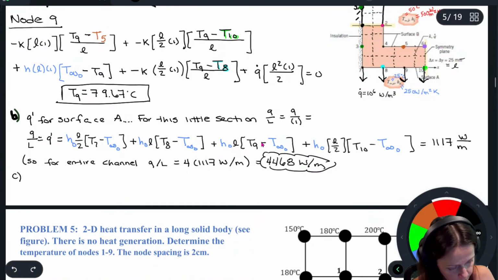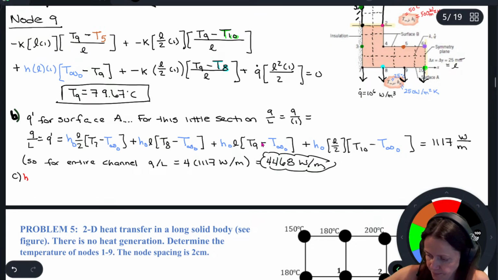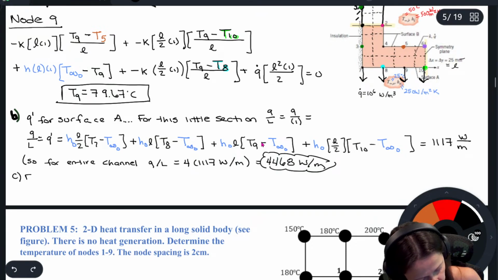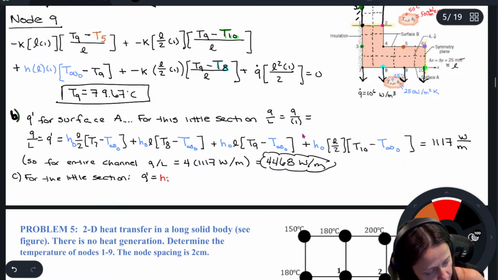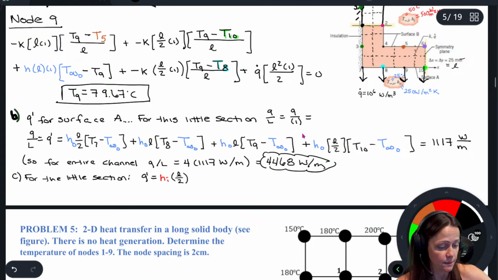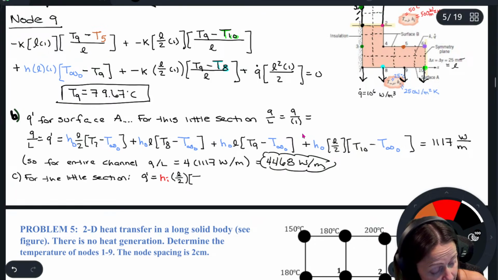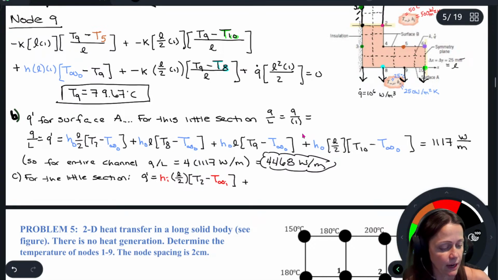So this is going to be, I have, for the little section, that Q per unit length would be, now I've got H inner, it's L over 2 because again it's a half area, times 1 but divided by 1 because it's per unit length, and then this will be a T2 minus T infinity. Okay. And then I've got for node 4.